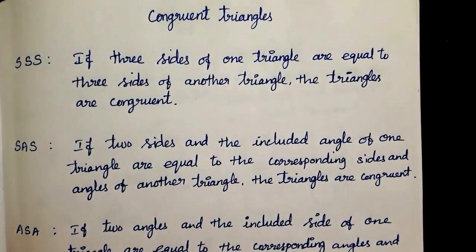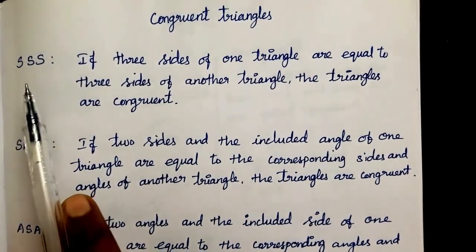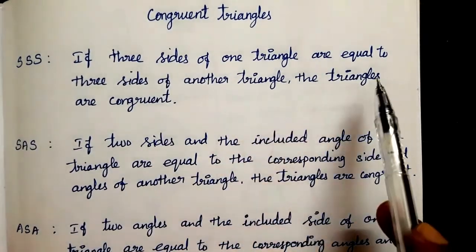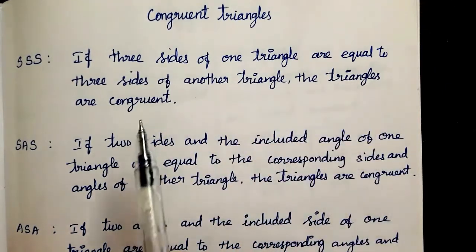Already we are familiar with triangles and many of their properties. Now we are going to see congruent triangles. First one, SSS congruence. Here SSS stands for side, side, side. If three sides of one triangle are equal to three sides of another triangle, the triangles are congruent.